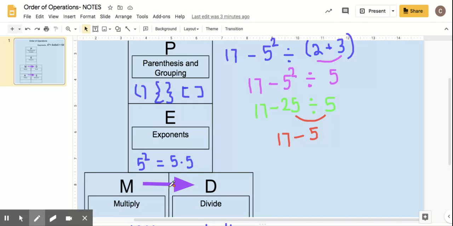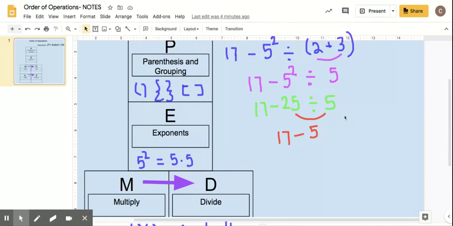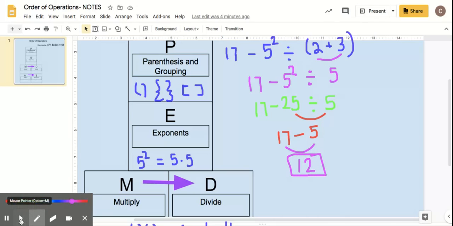No. So next on the list is our last step, which would be adding or subtracting, working left to right. The only thing I have left is a subtraction problem. So we will then grab our last 2 digits, subtract 17 and 5, which will give us 12, boxed nice and neat. Questions, comments, or concerns?